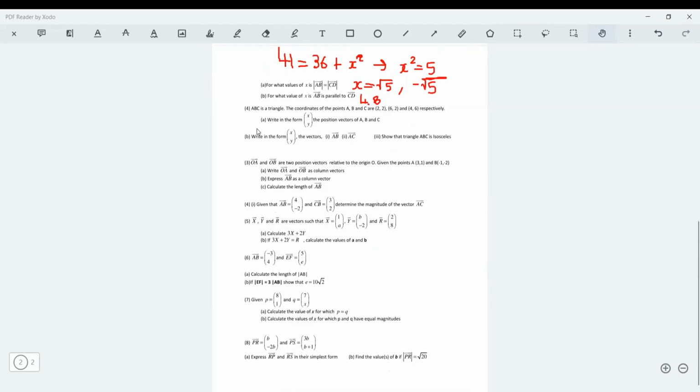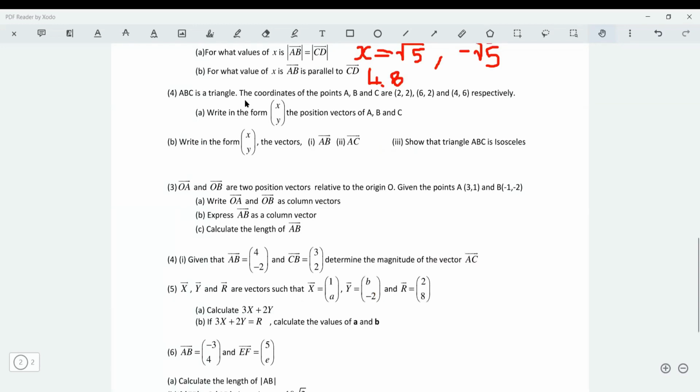Now this question says ABC is a triangle. It tells us the coordinates of A, B, and C are given to be (2, 2), (6, 2), and (4, 6). And it says we need to write the position vectors A, B, and C in the vector form. That part is relatively easy. First thing you have to do is write vector OA. Write down OA is (2, 2).